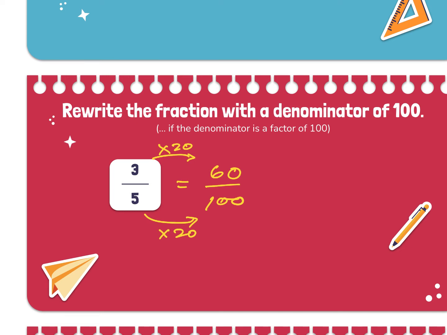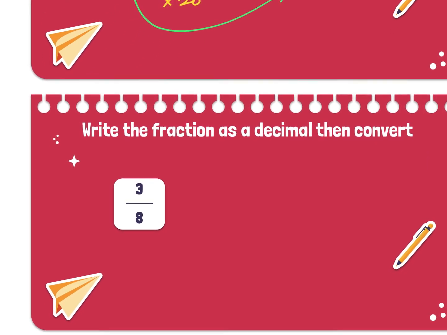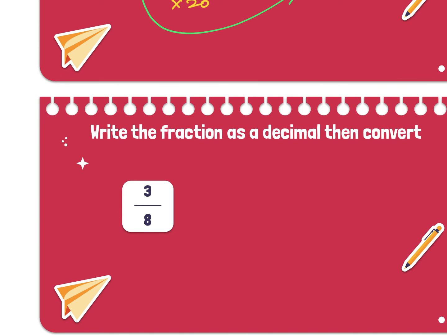So we have 60 hundredths. 60 per 100 means we have 60%. So what we're saying with this particular one is that 3/5 is the same thing as 60%. Now, some fractions do not lend themselves to having a denominator as a factor of 100, as is the case with 3/8. So how do we go about converting 3/8 into a percent?